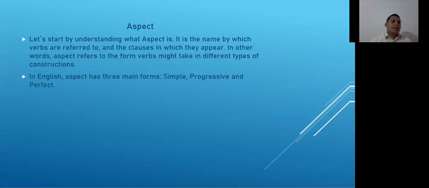Aspect. Let's start by understanding what aspect is. It is a name by which verbs are related to the clauses in which they appear. In other words, aspect refers to the form verbs might take in different types of constructions. In English, aspect has three main forms: simple, progressive, and perfect. Let's check out the simple aspect first.